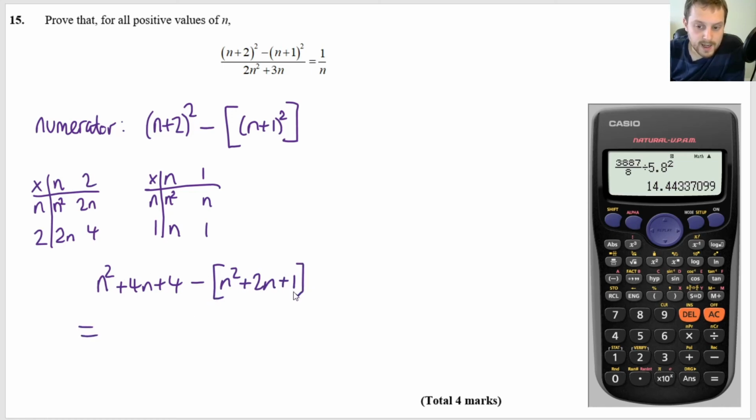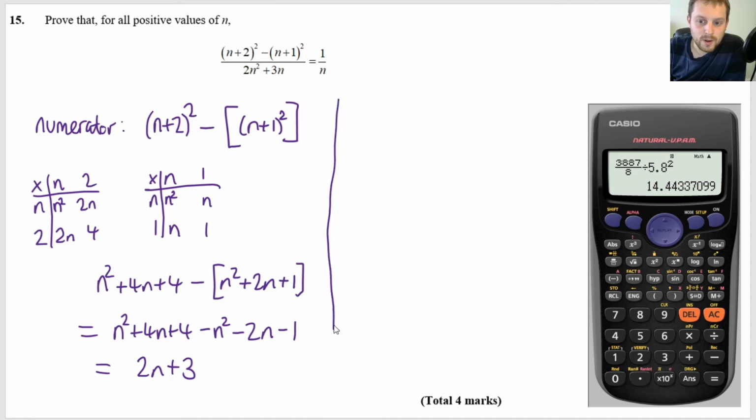Now I'm taking this entire thing away. So this, take away n squared, take away 2n, and take away 1. So this is n squared plus 4n plus 4, take away n squared, take away 2n, take away 1, which finally simplifies out. N squared take away n squared is nothing, 4n take away 2n is 2n, and 4 take away 1 is 3, so plus 3. So this horrible top of the fraction is just 2n plus 3. That literally has simplified to just 2n plus 3 on the top.